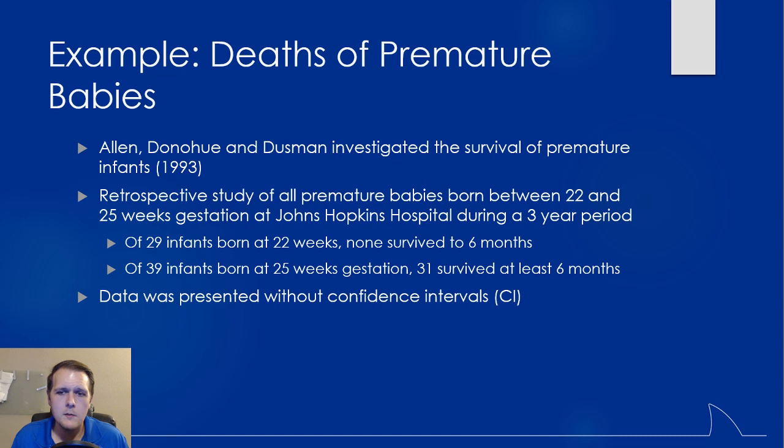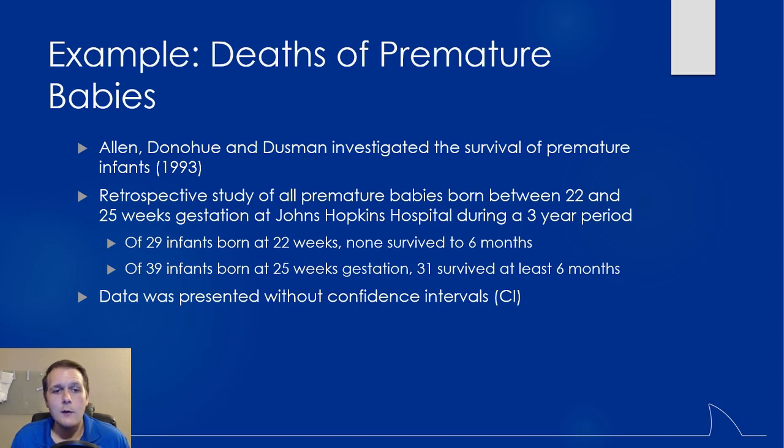premature babies born between, say, 22 weeks and 25 weeks gestation. Just for reference, 38 to 42 is roughly a full-term birth. 22 to 25 weeks is very, very premature, and death in this population is fairly high, as it turns out.